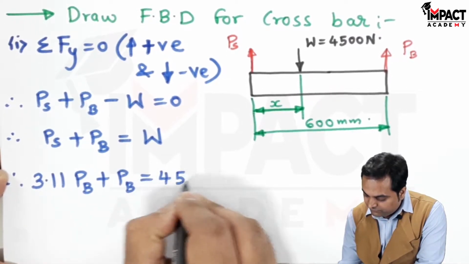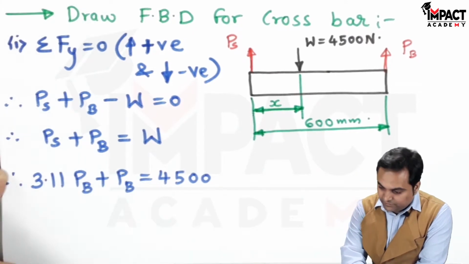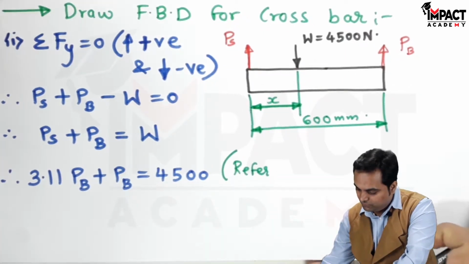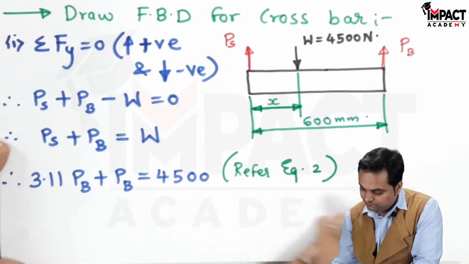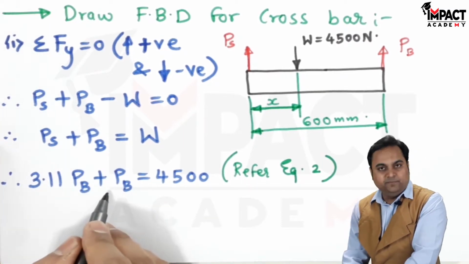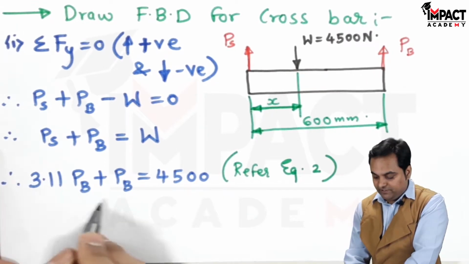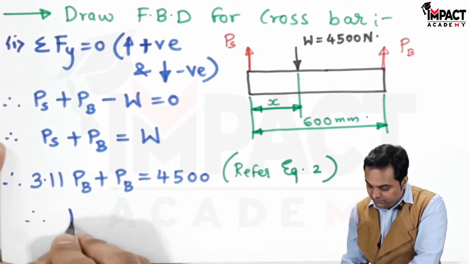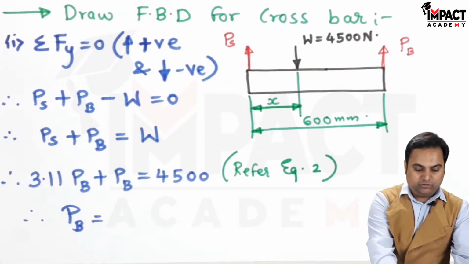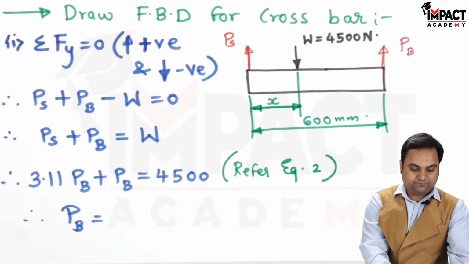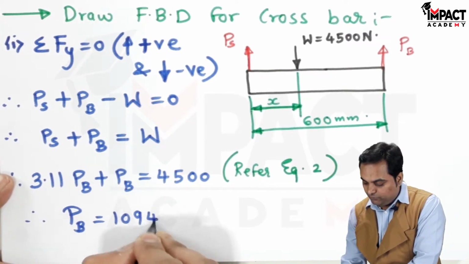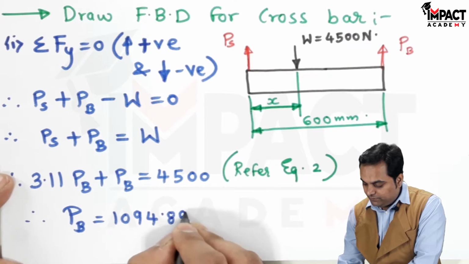W is given as 4500 Newton, and here I'll write down that we can refer equation 2. So here the coefficient is 1. 3.11 plus 1, that becomes 4.11. So 4500 divided by 4.11 gives me the value of P suffix B, that is the reaction offered by the bronze rod or the force acting in the bronze rod. The answer is 1094.89 Newton.